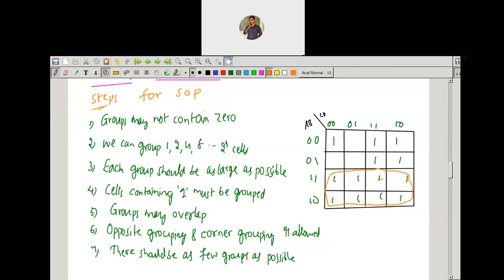Now coming to the fourth point: cells containing one must be grouped. You have to group every cell which contains a one. You should not leave any out. You have to group the cells which contain logic one.